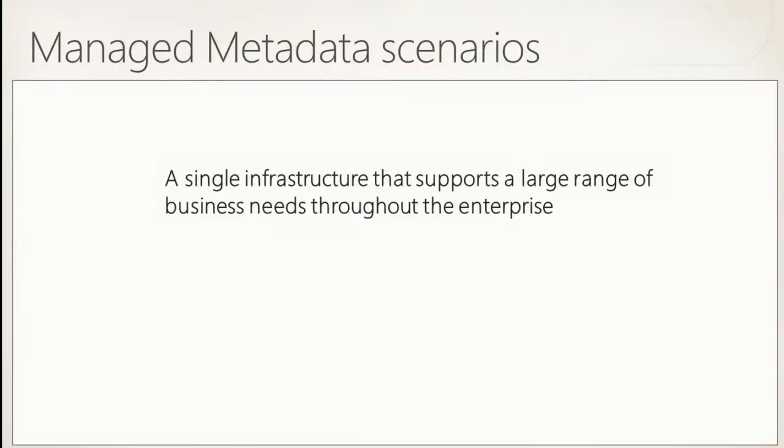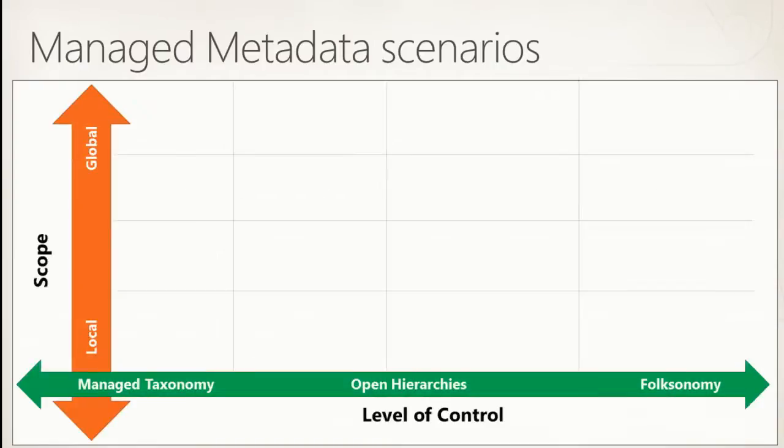And let me just start with the scenarios. We'll get to the code in a minute. I'm going to run through this a little quickly. So the idea of the taxonomy was to have a single infrastructure that supports a large range of business needs throughout the enterprise. So you could imagine along the bottom of our graph here, we have level of control. On the left is the highly curated taxonomy, where there's a small group of people who control it. And on the right is the folksonomy, where anybody can create a tag, and it's basically a free-for-all.